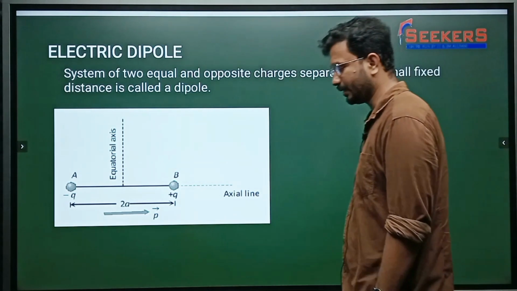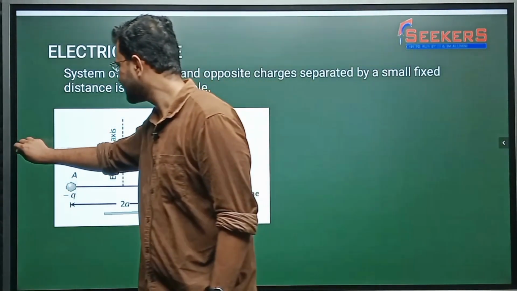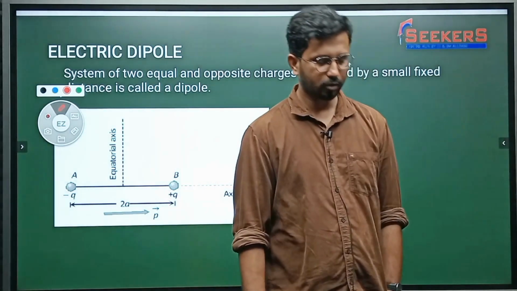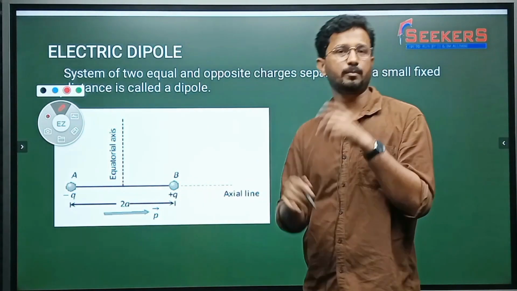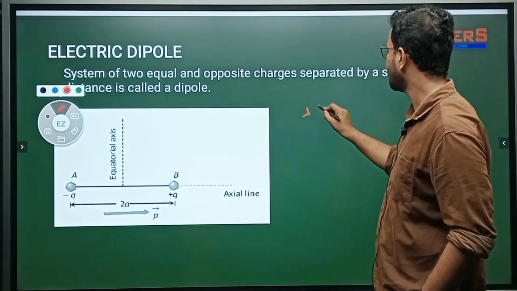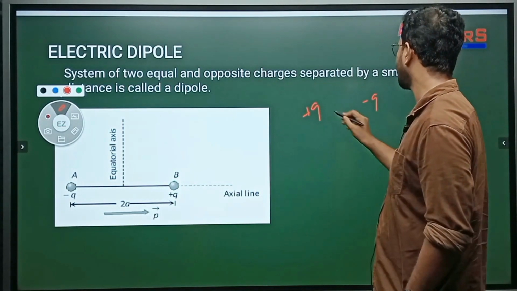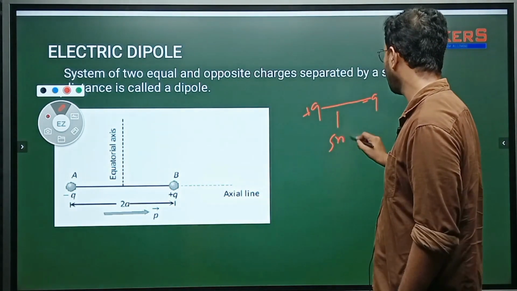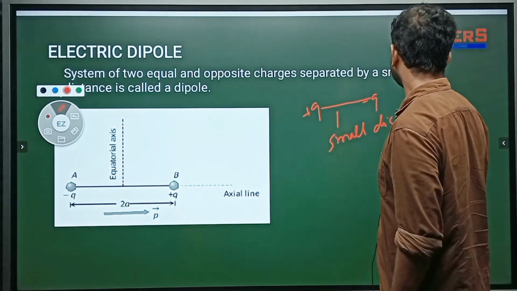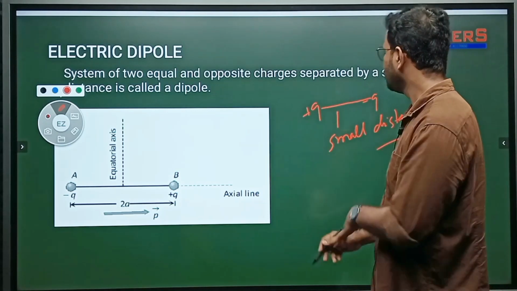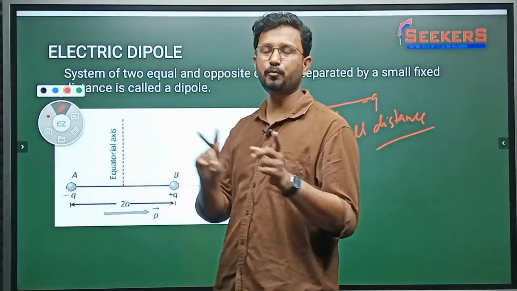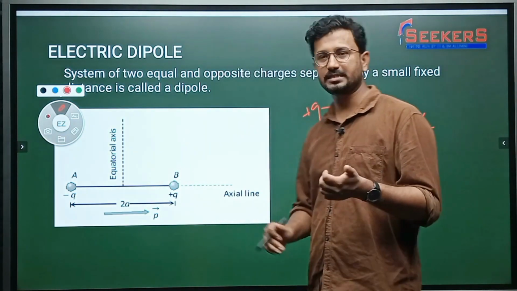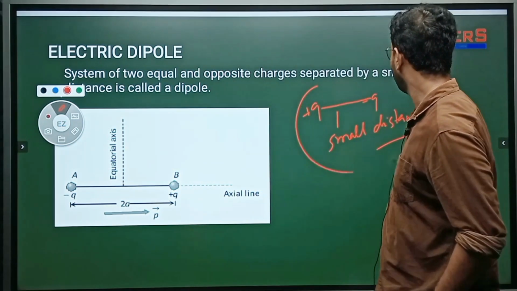Electric dipole. What is a dipole? Basically, a dipole is the combination of two charges of opposite polarity. For example, suppose we have a plus Q charge and a minus Q charge separated by a small distance. One thing is very clear: small distance. Two charges of the same magnitude and opposite polarity, if one is plus, the other should be minus, separated by a small distance is called an electric dipole.